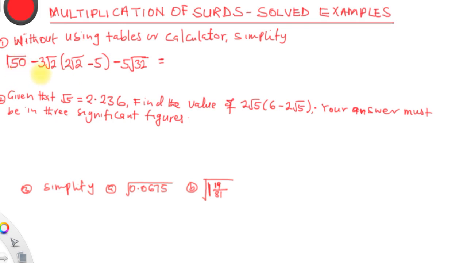So to simplify this, we look for the highest perfect square which is a factor of 50. So what is that? It's 25, or 25 times 2. So you have 25 times 2. That is the square root of 50, right?